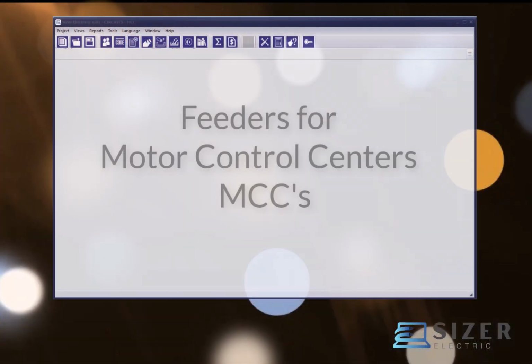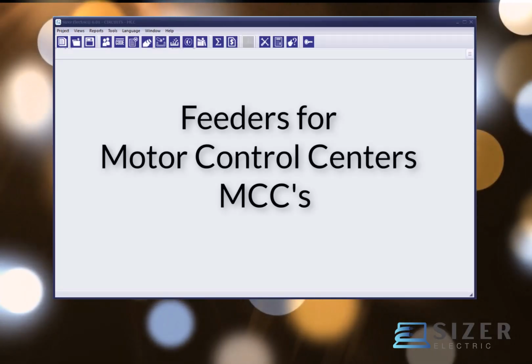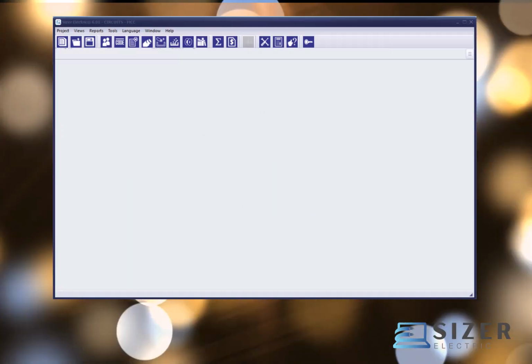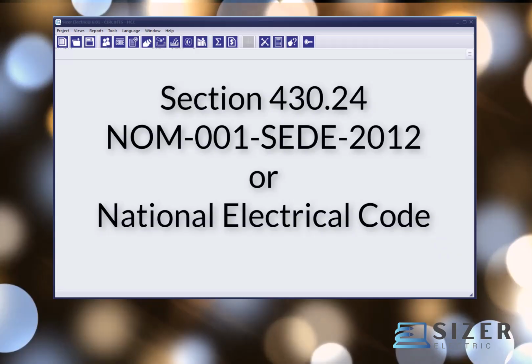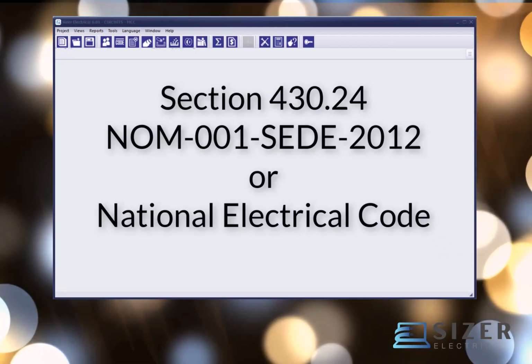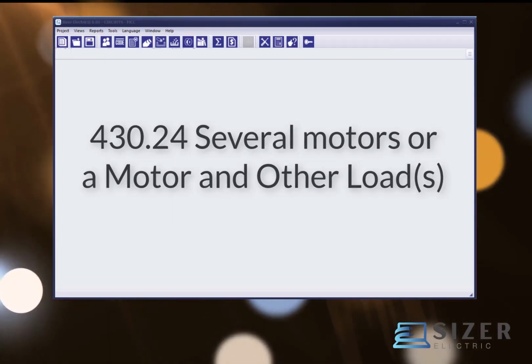In this video, we will show how to integrate the information required to select the conductor size for motor control centers, MCCs. The selection of conductors for motor control centers is based on the requirements of Section 430.24 of the Mexican Official Standard NOM 001 Std 2012. This section is titled Several Motors, or Motors and Other Loads.